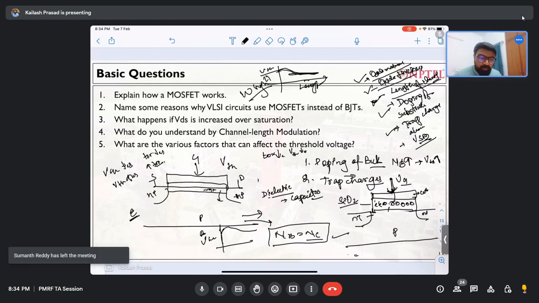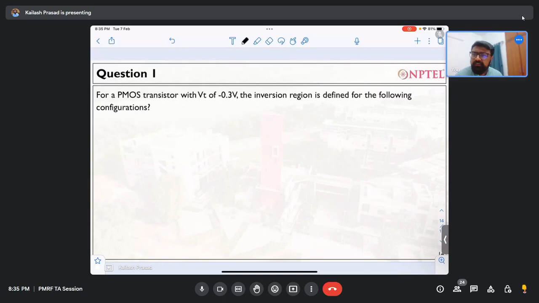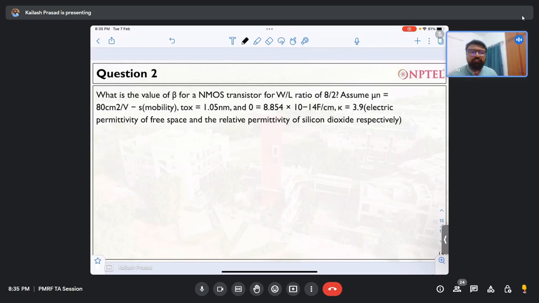How much time do we have? We have 26 minutes. We will quickly solve 5 more problems and then we will have our discussion. The very first thing: for a PMOS transistor with VT equal to minus 0.3 volt, the inversion region is defined for the following configuration. The question is, what is the inversion region and how does VT impact it? I think we have discussed this already, so we will move to the second part, which is a numerical one.